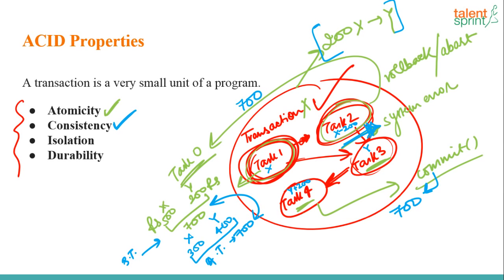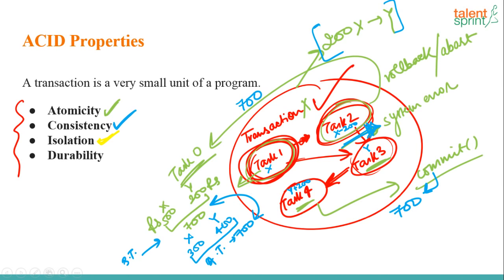Alright. Now next one is isolation. What do you mean by isolation? Isolation means concurrent execution of transactions. Alright. What does that mean is, let me show you. Okay, don't get overwhelmed with all the colors. I'm just using different colors to stress on different points. So right now we are talking about isolation.